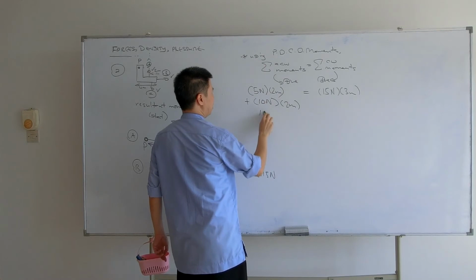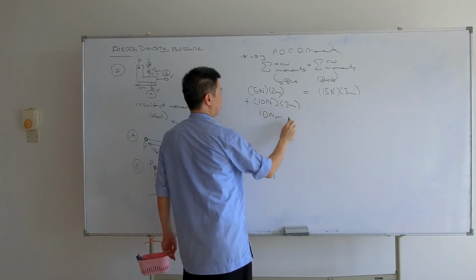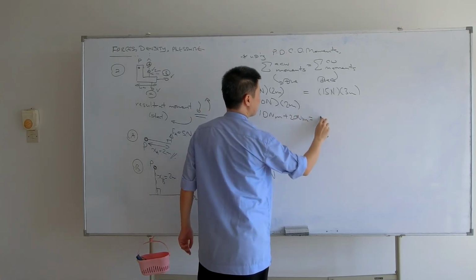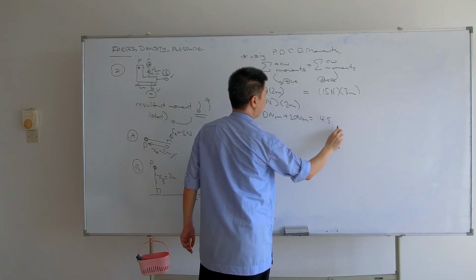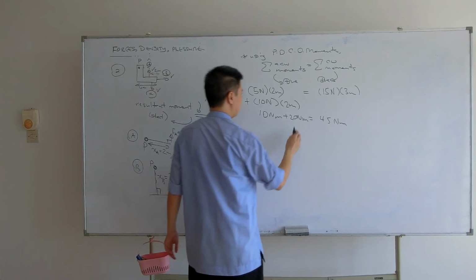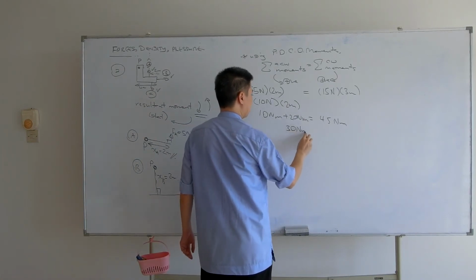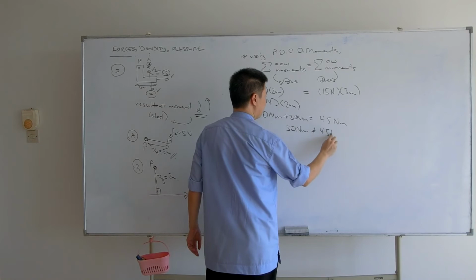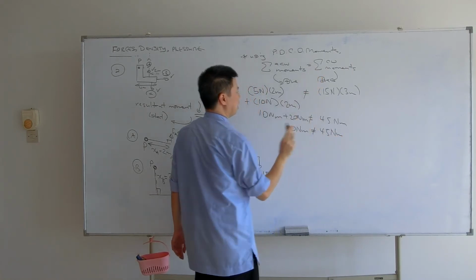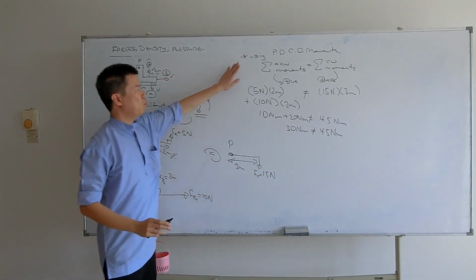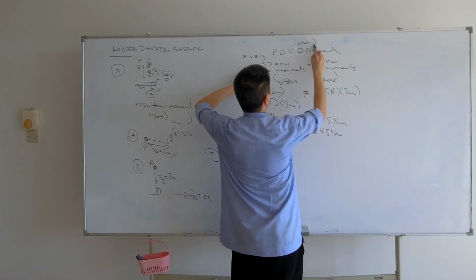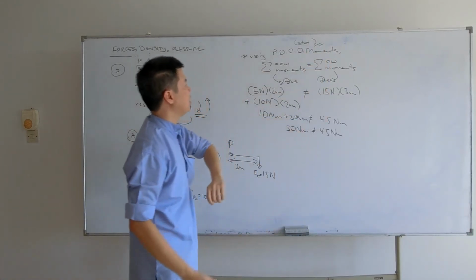So 5 times 2 is 10 Newton meter. 2 times 10 is 20 Newton meter. 15 times 3 is 45 Newton meter. Then you notice the anti-clockwise total, 30 Newton meter, is not equal to 45 Newton meter. Therefore, using this equation, you notice it is definitely not stationary. Remember again, the principle of conservation of moments is used to show stationary objects. In this case, it's not equal, it means it's not stationary.